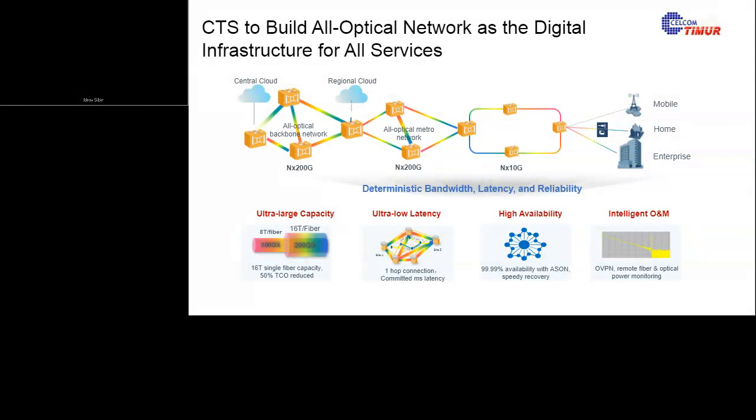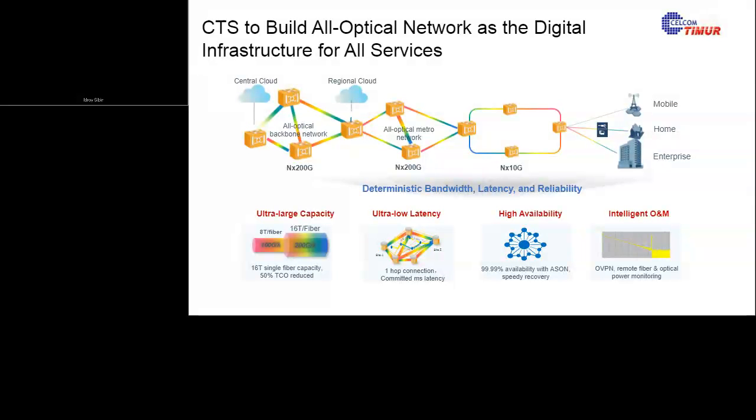And then the second one will be ultra low latency. Thanks to the all-optical networking, we are able to realize one hop connections without frequent optic-electrical conversions. It will reduce the latency significantly and ensure committed millisecond latency. And then the third one will be high availability. Thanks to the add-on technologies, up to 99.99% service availability can be realized to cope with the frequent fiber cut.